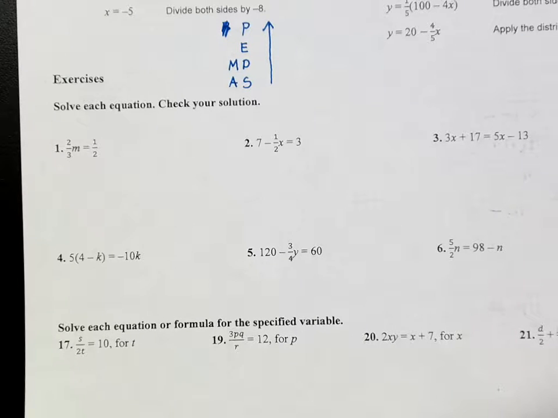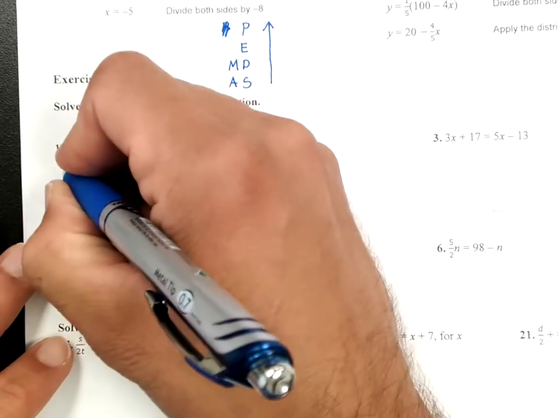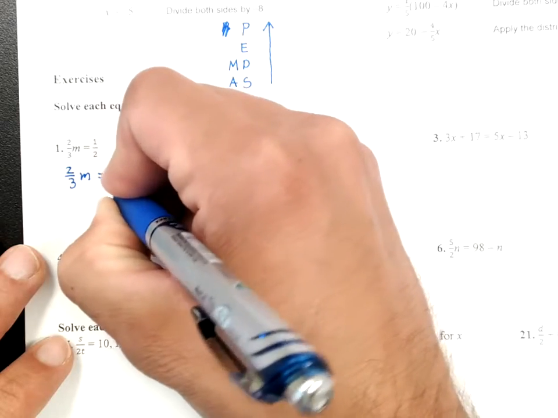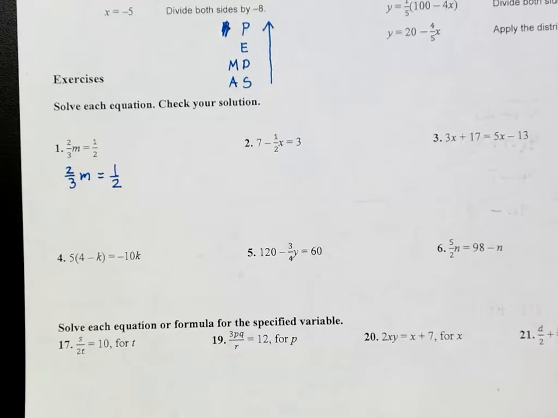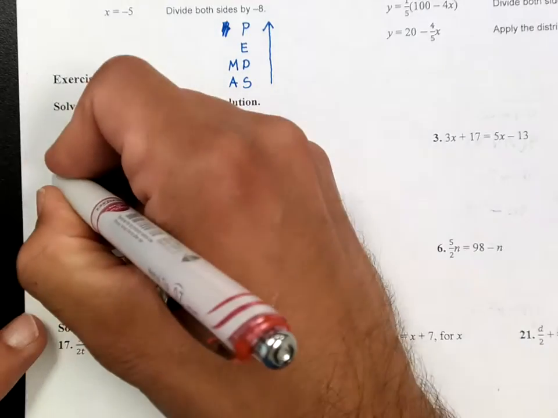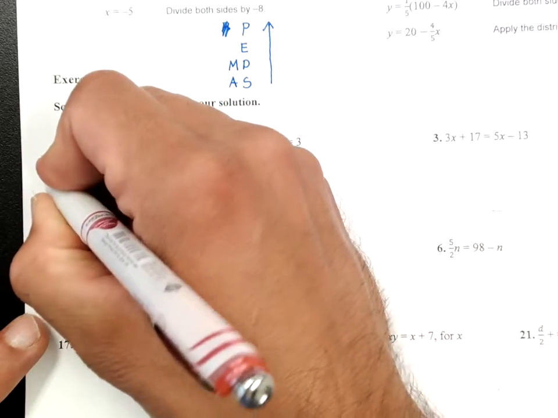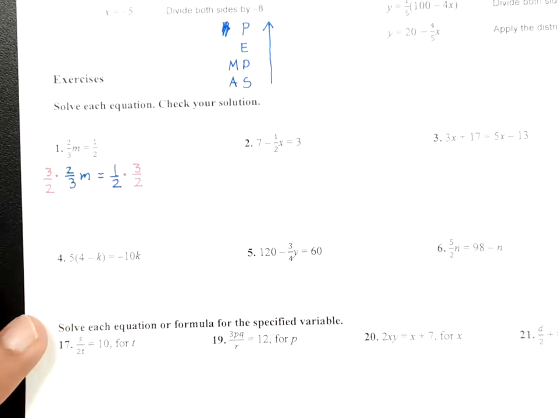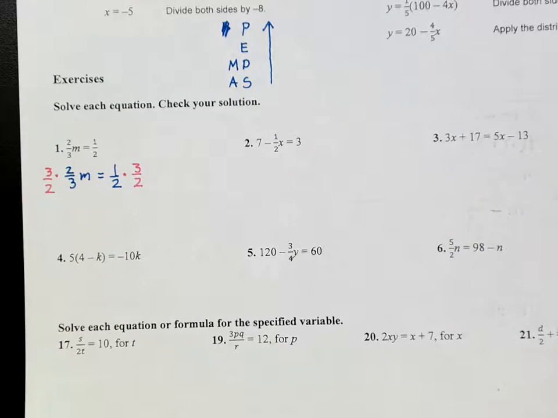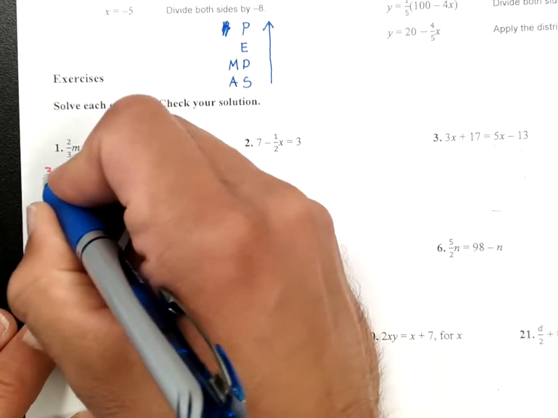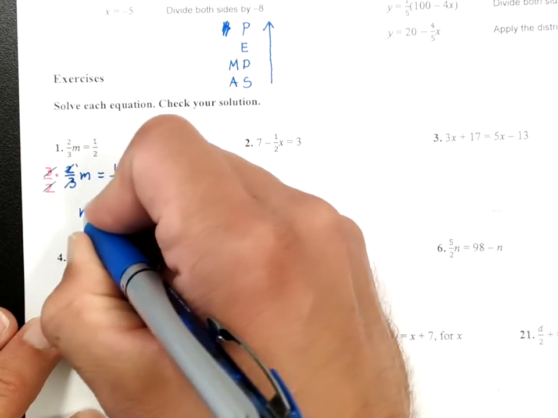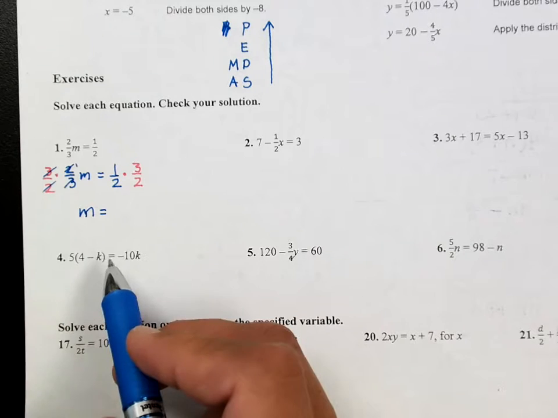Do you understand that? Okay, so normally that's what your teacher would say, well, you're going to multiply times the reciprocal, right? Because that would be the same thing as dividing by that fraction. So we're going to multiply by 3/2 on each side. Okay, and then that is going to cancel out to be 1, and this would be 1 times m, which would be m.